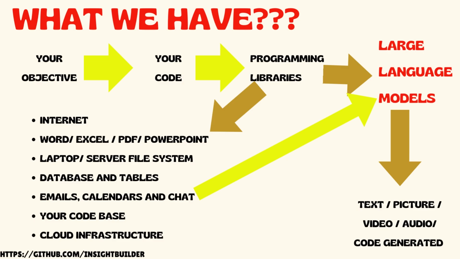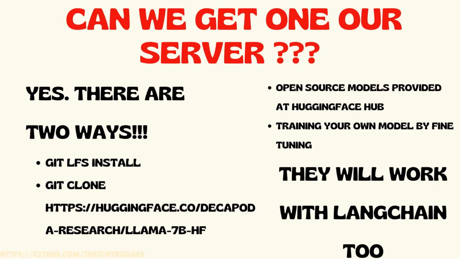So how to get one on your server? The question is this, the burning question: how to get a large language model on your own server? There are two ways. The first and foremost is to actually download the entire model. The Alpaca 7B model that I'm talking about was developed by Stanford, and I will also be showing those details in the next video.